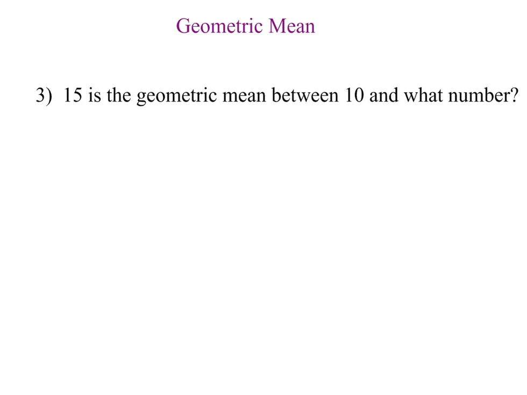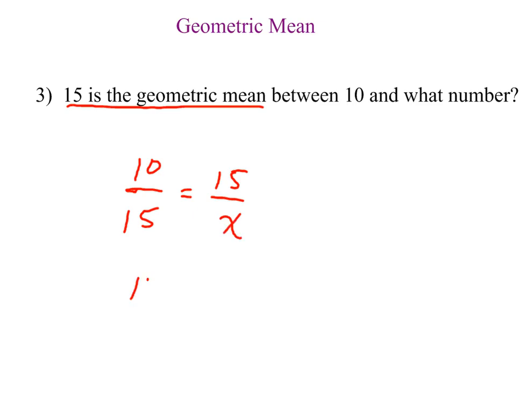What if you know the geometric mean and you want to know one of the other numbers? So 15 is the geometric mean. Well, that means I'm going to do it this way. Between 10 and what number? So the only unknown I have is the what number part. Cross multiply and divide by 10.